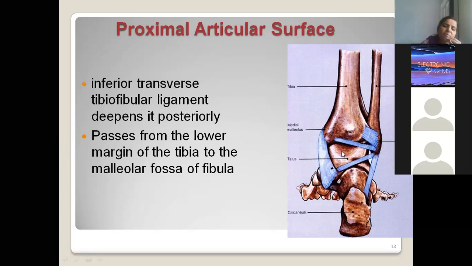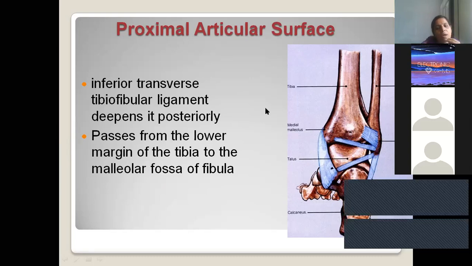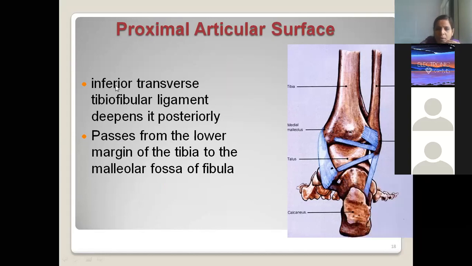Okay, the superior surface of the talus, if you observe, is very much smooth because it is covered with hyaline cartilage. That means it is taking part in the formation of the ankle joint. Okay. Now this ligament is passing from the lower margin of the tibia to the malleolar fossa. This is the malleolar fossa of the fibula. This particular ligament, what is the name of this? We have the inferior transverse tibiofibular ligament.